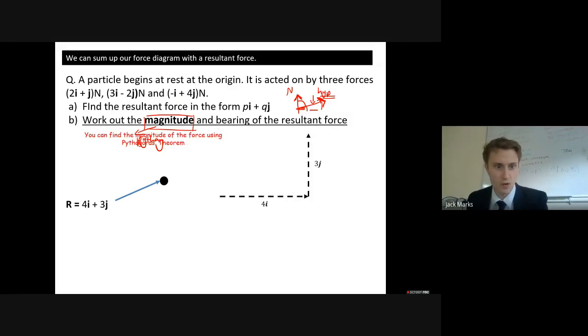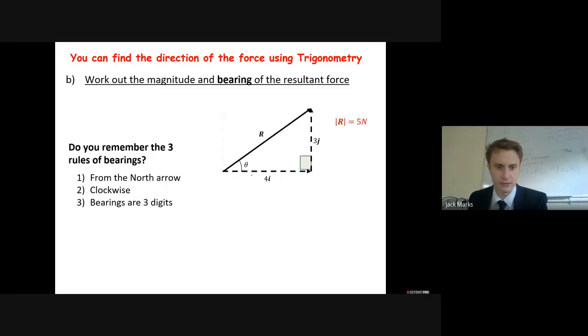So 4i plus 3j, that's what the resultant was. That's why it says R, it was the resultant here. So we're finding that one. You might recognize 3, 4, 5. This is a Pythagorean triple. This is a 3, 4, 5 triangle. Okay, bearing, let's have a quick look.